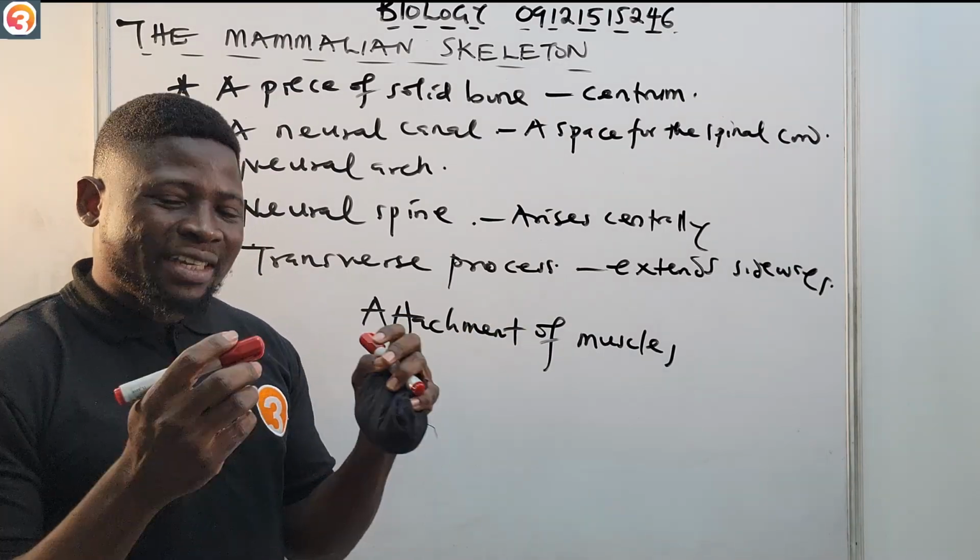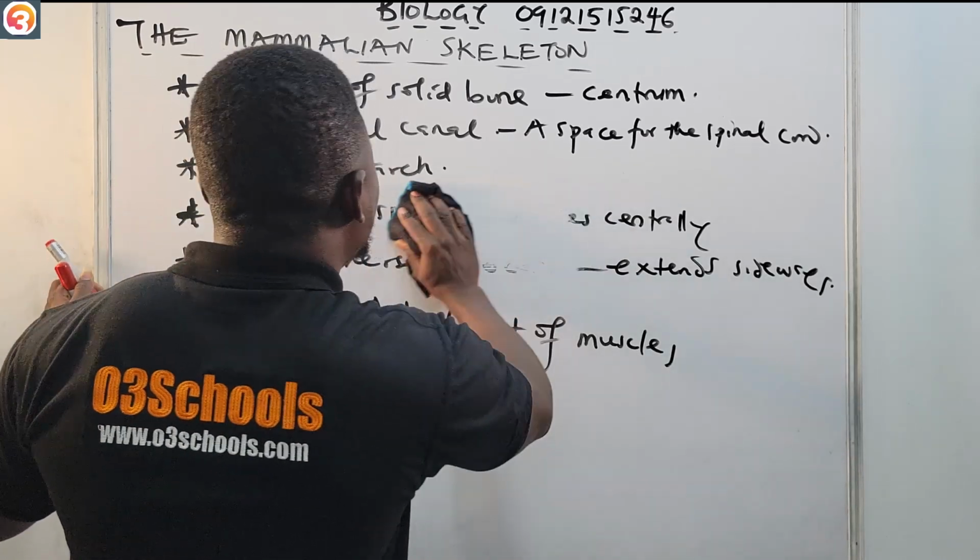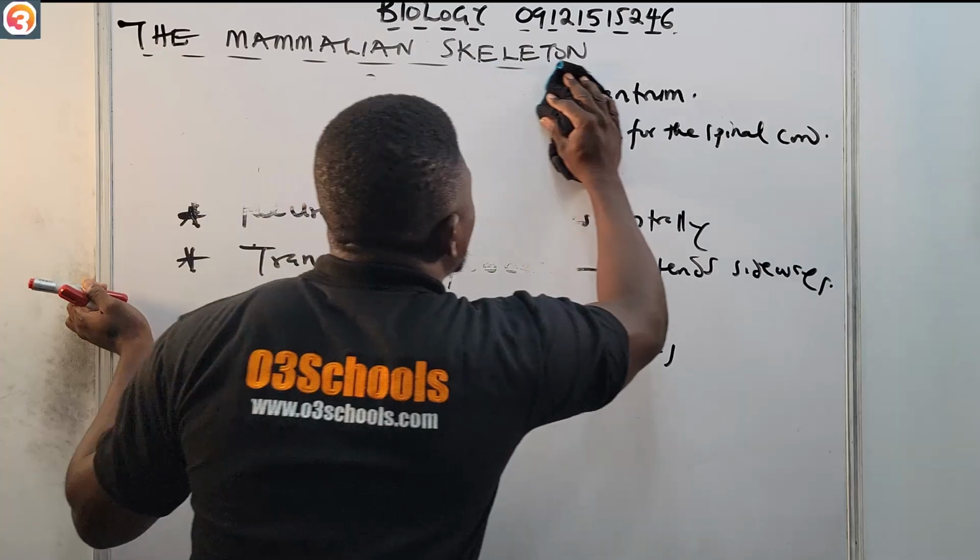Also, a typical vertebra consists of articular processes called what? Zygapophysis. All right, let's look at that.